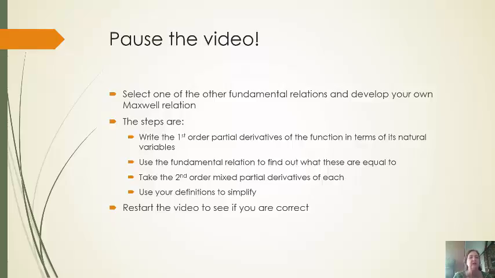So the steps you're going to take: choose the fundamental relation, write the first order partial derivatives of the function in terms of that energy function's natural variables. Use the fundamental relation to find out what those are equal to, and now take the second order mixed partial derivatives of each one of those. You can use your definitions to do some simplification. Take a moment, do that, pause the video, and restart it to see if you're correct.